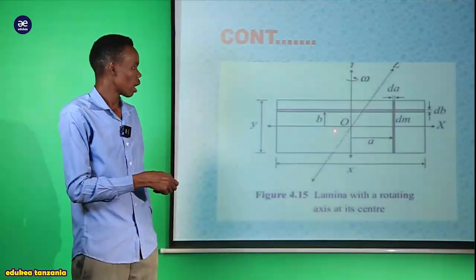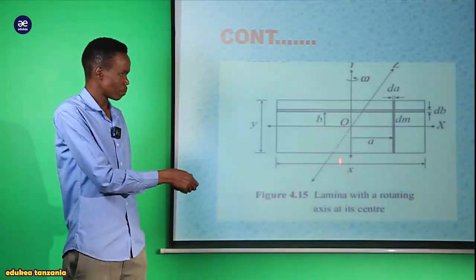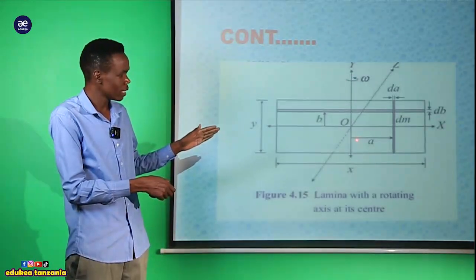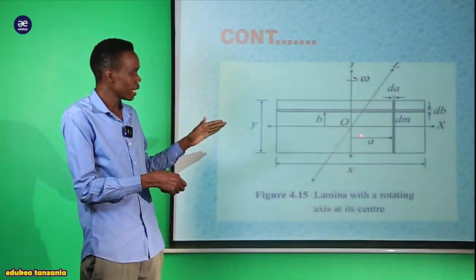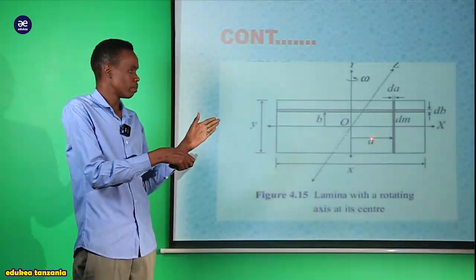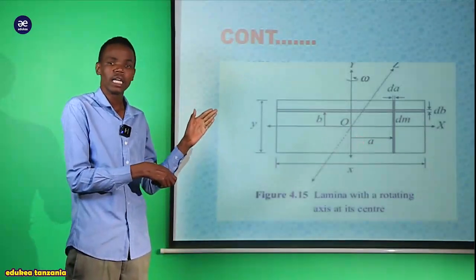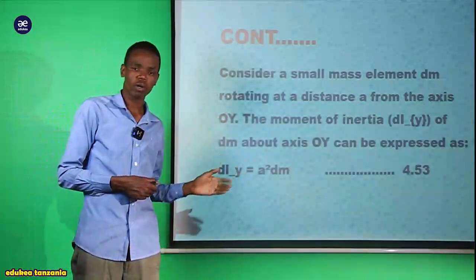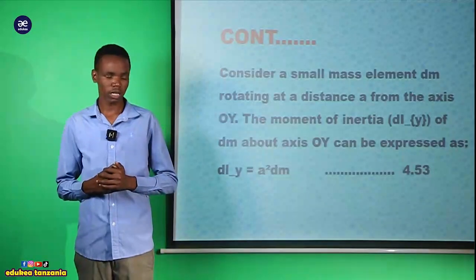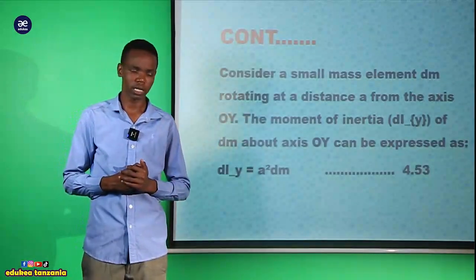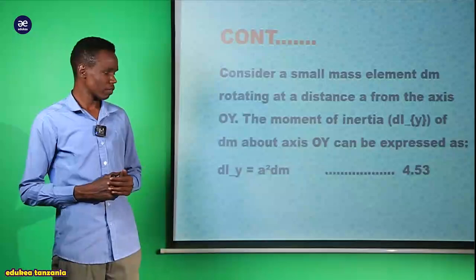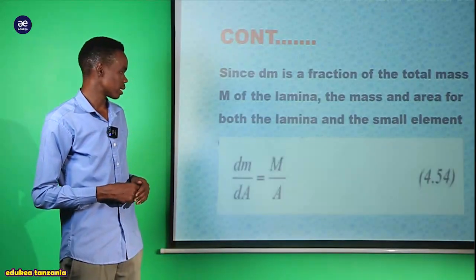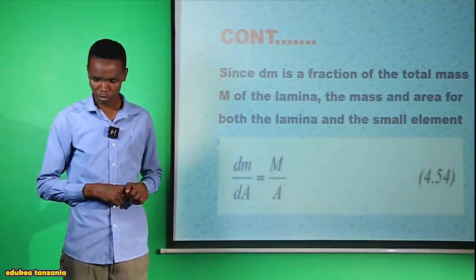Along the y-axis we should obtain the moment of inertia. It means dI along the y-axis must be equal to a squared times dm, as we try to observe. This will be our equation number 53 for our fourth topic, my dear students. After this, let us go and focus on another axis, as we see here.